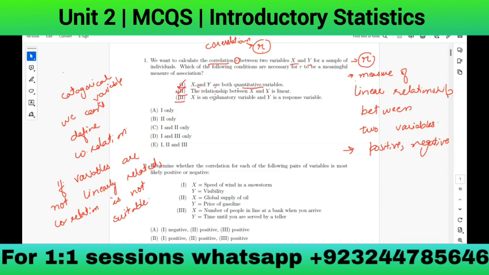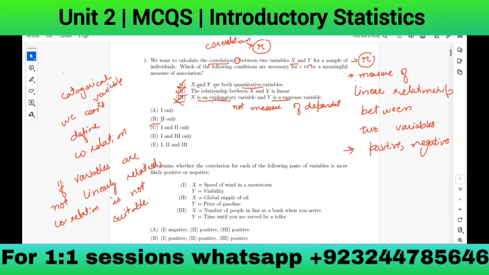So point number 1 is necessary and important, and point number 2 is necessary and important. Point number 3: x is the explanatory variable and y is the response variable. Is it necessary to have one explanatory and one response variable? No, because correlation only describes the extent to which x and y are linearly related. It is not a measure of dependence of one variable on the other. So it does not matter which is explanatory or response. The third condition is not necessary, so only conditions 1 and 2 are necessary.